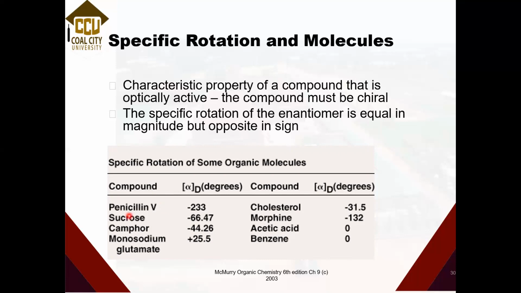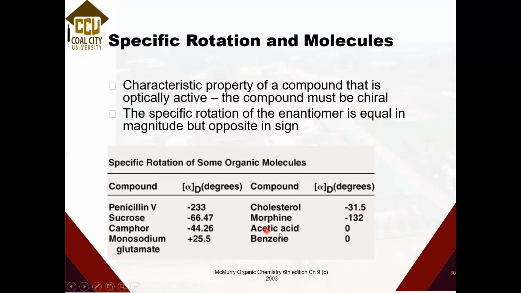We have penicillin. Penicillin is minus 233. So automatically, I know the other enantiomer of penicillin will be plus 233. Sucrose is minus 66.47. I know the other would be plus 66.47. In that, cholesterol is minus 331.5, which means the other one would be plus 331.5.